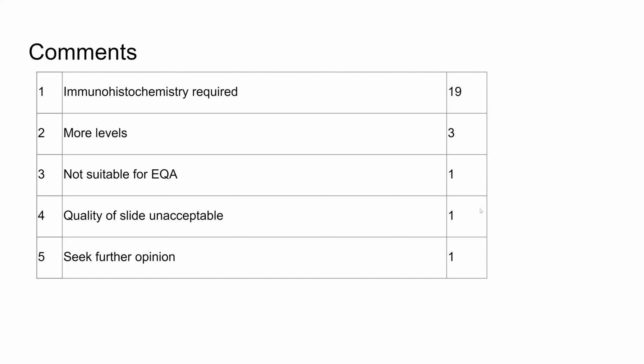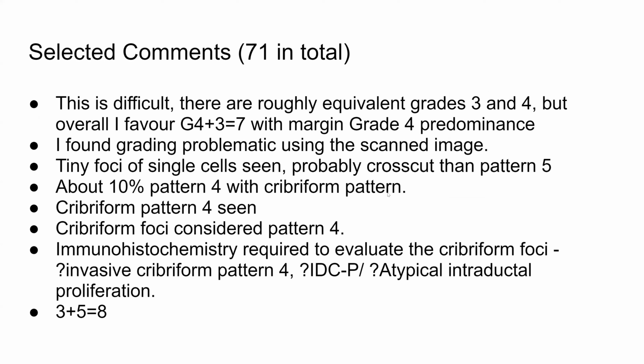So comments, there were minimal comments. 19 people would want immunohistochemistry, and there was a spattering of the other comments we typically see. Most of the comments, again, the smaller numbers, only 71 within this case, were about the Gleason grading. And there were equivalent amounts between Gleason 3 and 4. And quite a lot of people picked up on whether they would call it 3+4 or 4+3.